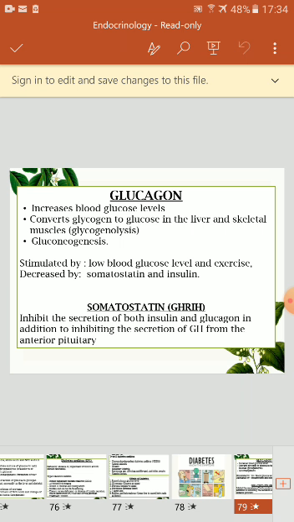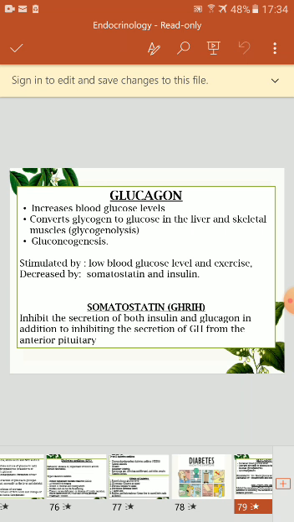Glucagon is stimulated by low blood glucose level and exercise. When there is low blood glucose level and exercise, glucagon is released, and it's decreased by somatostatin and insulin. The third hormone of the pancreatic islet is somatostatin, also known as growth hormone releasing inhibitory hormone.